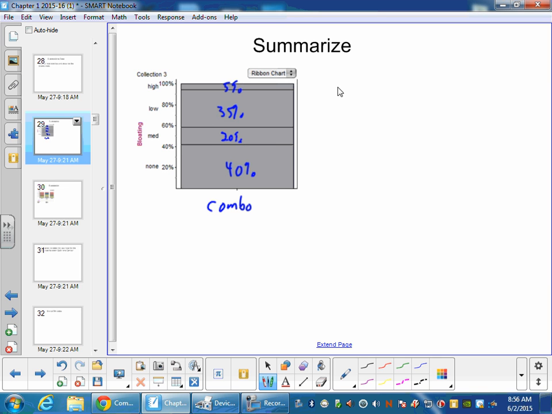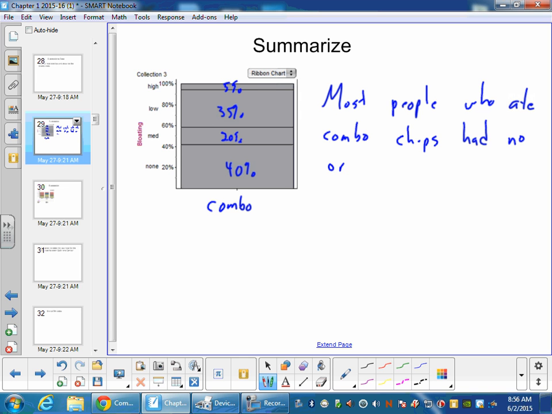And so we can say most of the data, most people who ate combo chips had no or low bloating. Oop, I'm spelling completely wrong. Bloating. Here we go. And that's 75%.